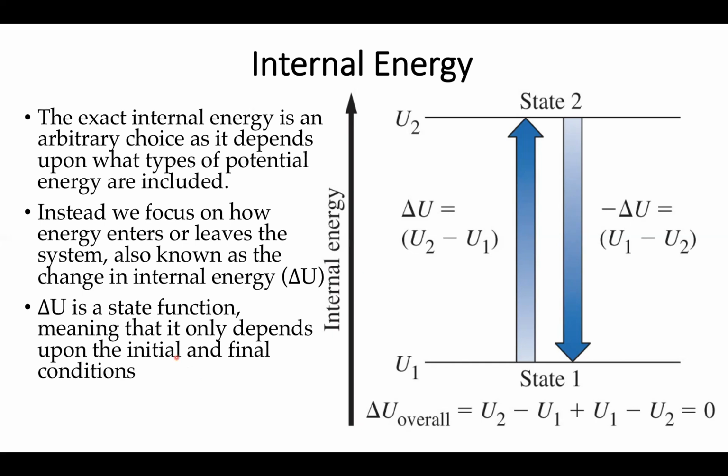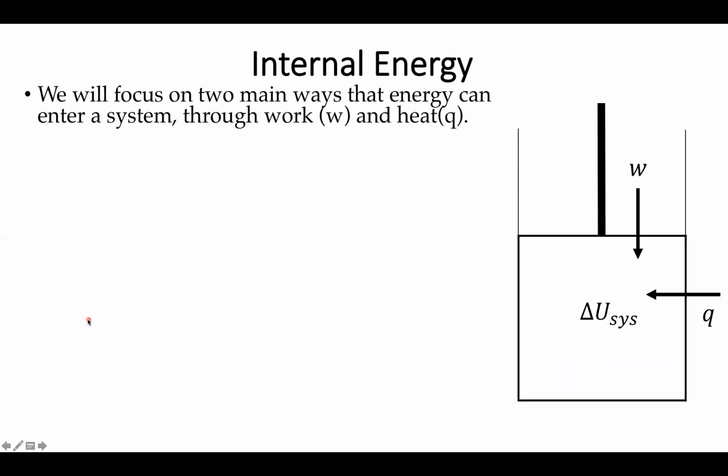So we can then further look at this change in internal energy by limiting the ways that our energy can change. And we're going to focus on two major ways that energy can enter a system. One, through work. So my system can be a piston and I can do work on it. I can compress it, put energy into the system, or by heat. I can heat my system up. It will gain energy that way.